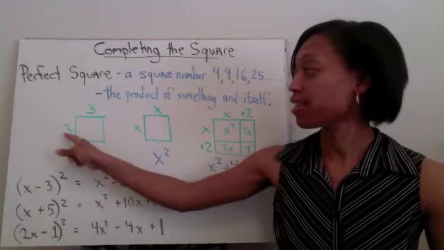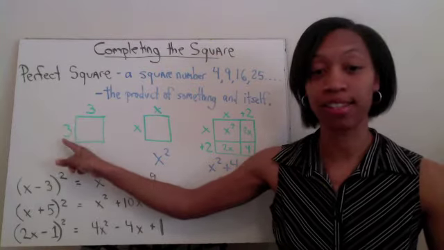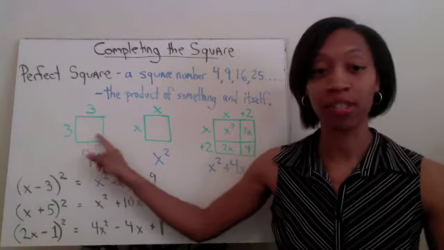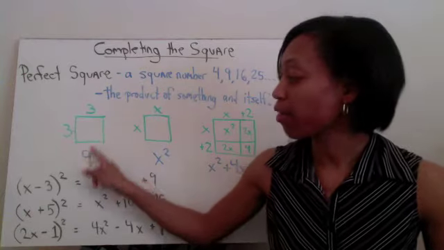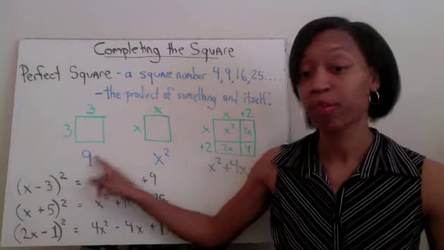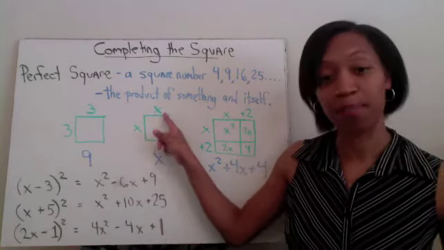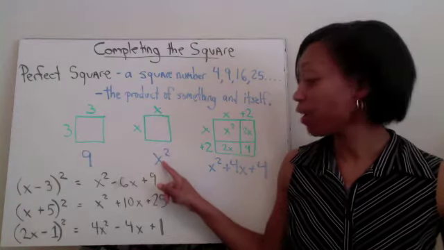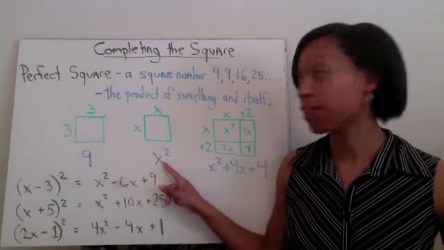Like here you can see a square with 3 on both sides. Well, what would the area of the square be? It would be length times width. 3 times 3 is 9. Or here, x times x makes a perfect square. The area of that square is x squared.